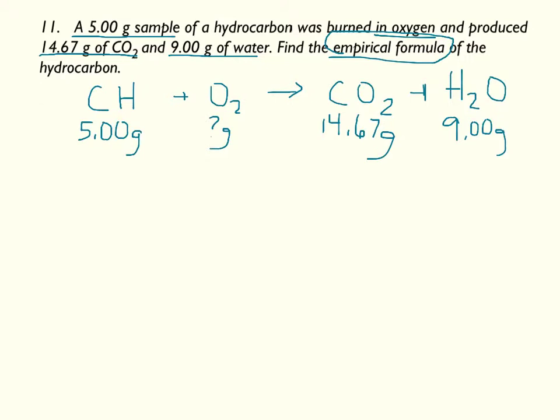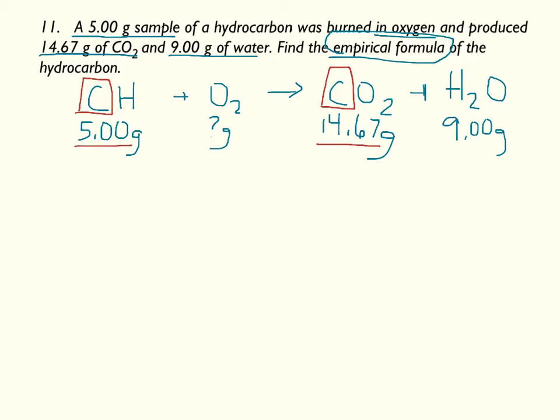So for the carbon, notice that there's carbon in the beginning of the reaction, and notice that there's carbon in the CO2, and that is the only two places that carbon appears at all in the reaction. So if we can figure out how much carbon is in this 14.67 grams of CO2, then that's got to be the same amount of carbon that's in the 5.00 grams of the unknown compound.